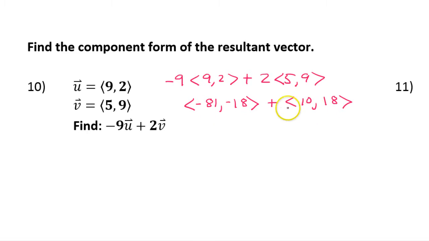Now I can just combine the corresponding components. Negative 81 and positive 10 make negative 71. Negative 18 and positive 18 make 0. So this would be the resultant vector for number 10.